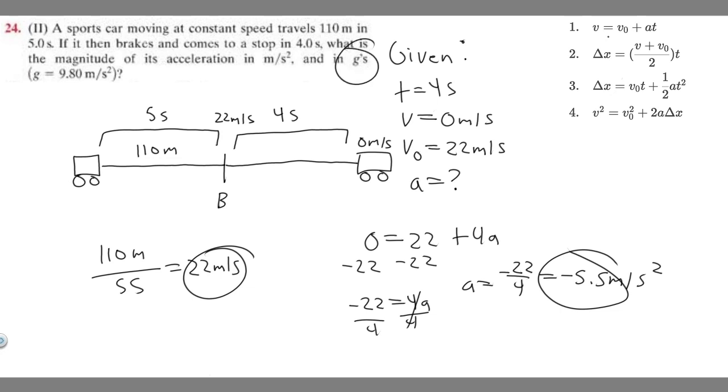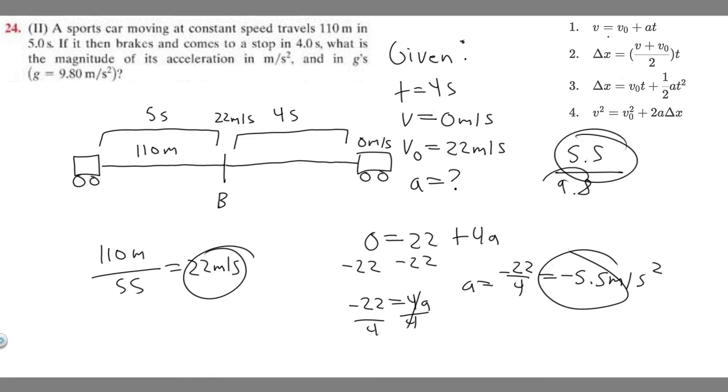So in order to find it in g's, you want to take the magnitude. The magnitude is just going to be the number, so it's going to be 5.5. You don't care about the negative because acceleration is a vector quantity, so it has magnitude and direction. The direction is what the minus sign specifies, but we're just focusing on the magnitude, so the number. So just take that number, 5.5, and divide it by whatever a g is. A g equals 9.8 meters per second squared. So you're just going to divide them.